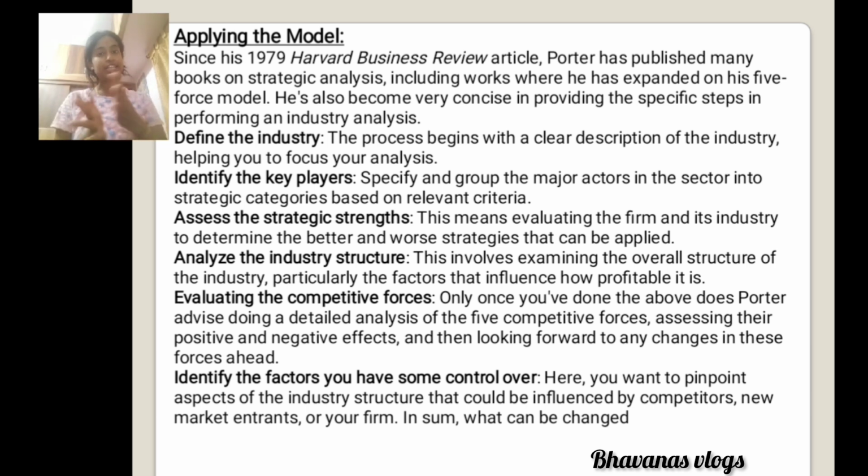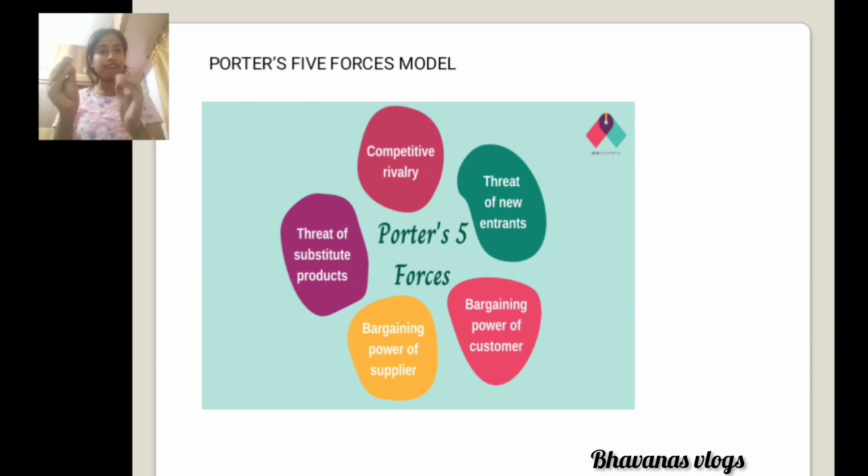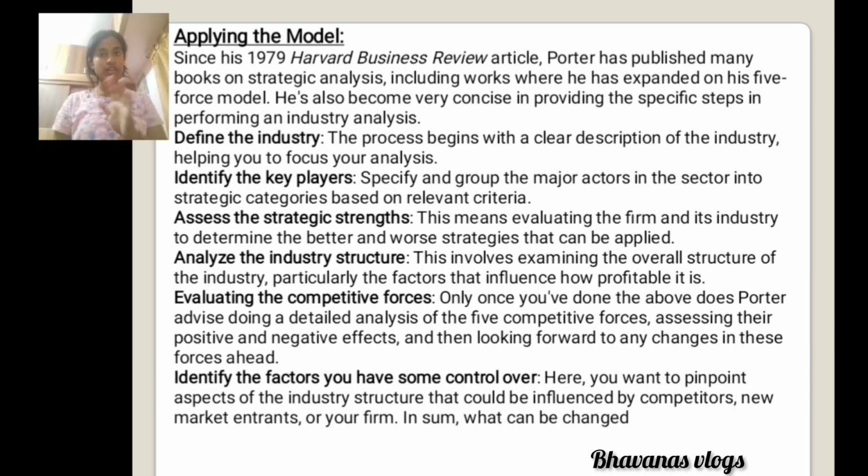Before this slide I explained the 5 forces, all these 5 forces, which I have explained in this video. How to apply that in the industry can be explained under this application of the model. This model has existed since 1979, when it was published in the Harvard Business Review. As I told you in the meaning, it was published in the Harvard Review, and the book was also written like a strategic analysis, and they have expanded on this 5 forces model. Here I am providing the specific steps to perform an industry analysis.